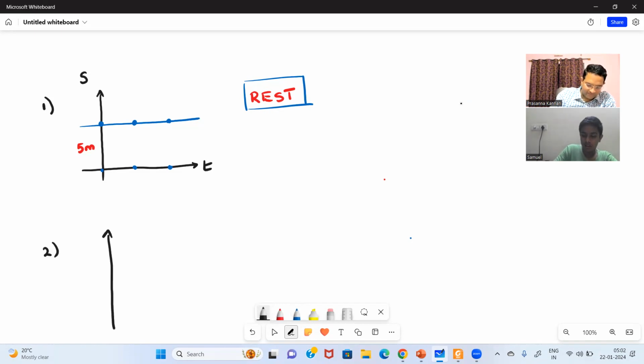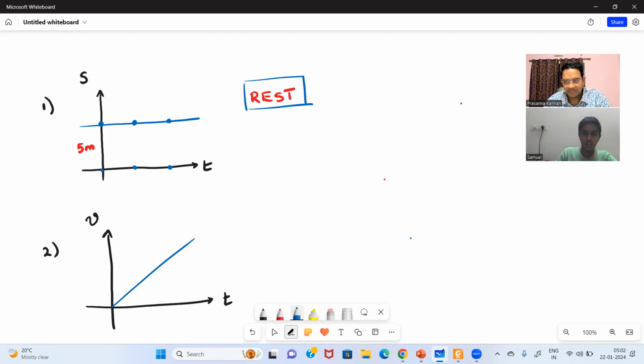What was the second graph? Velocity time graph. And how was the graph? Was it like this? No, sir. Like this? No, sir. Like this? Yes, sir. That's fine. It doesn't matter where it is starting. So let's say here. I have just shifted the time, right? That does not matter.